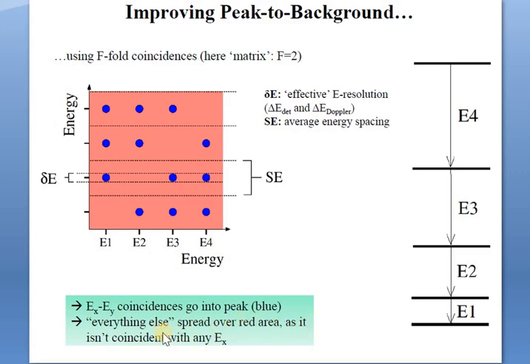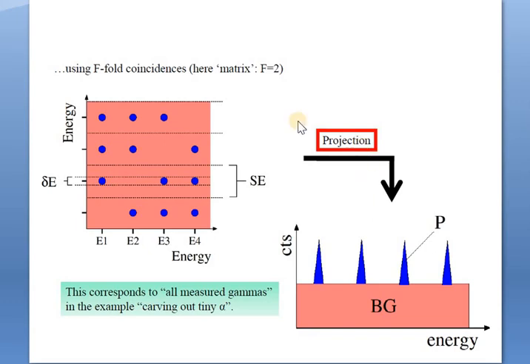Okay. Now, you see the EX EY coincidences go into peak here, the blue, just as we have mentioned here, and everything else is spread over the reddish area, since they are not coincidences with any of these gamma rays.